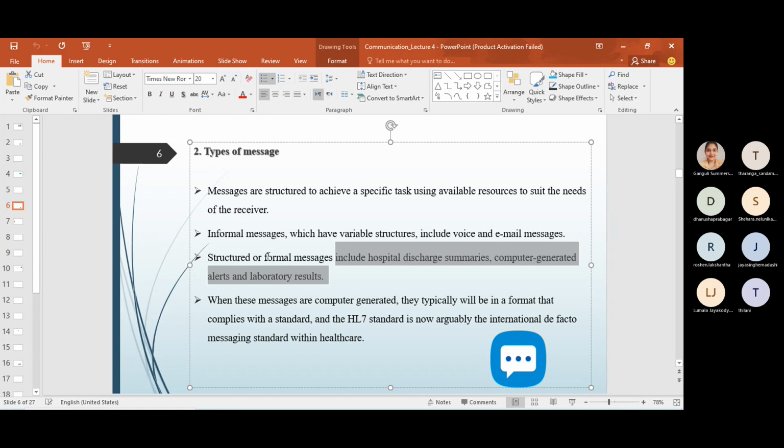We get an alert, we get a reminder from the hospital. So that is an example of a computer generated alert. And laboratory results is another type of message. These are the types of messages that a health and social care worker would deal with. These messages are computer generated: hospital discharge summaries, computer generated alerts, laboratory results.